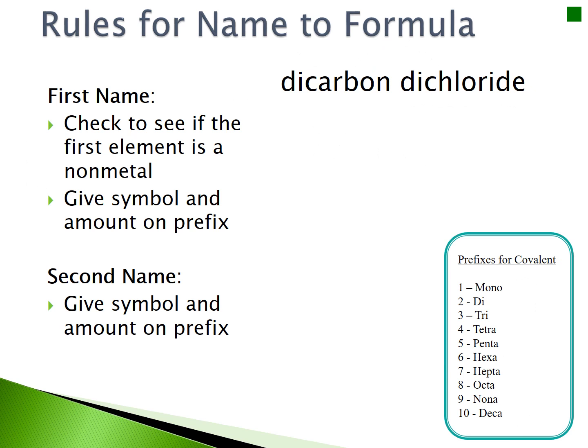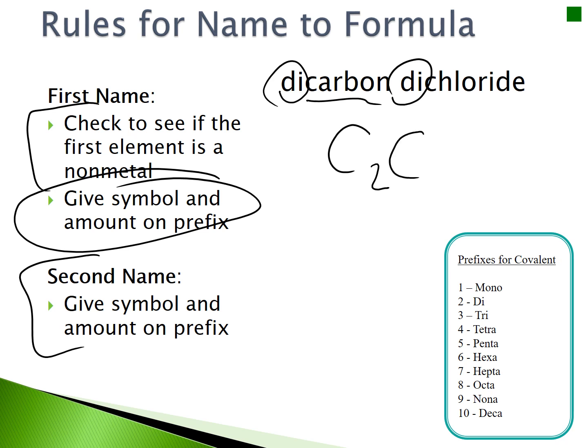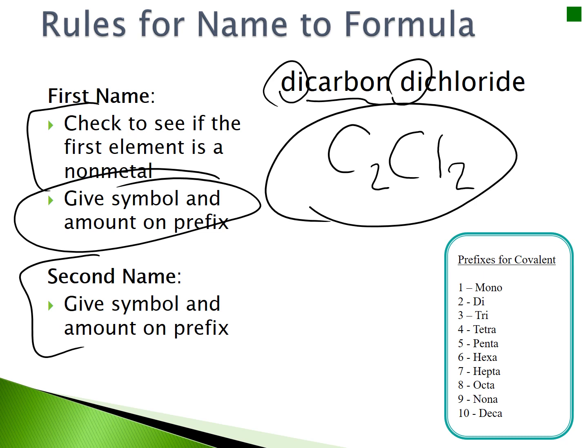Dicarbon dichloride. Check to see if the first element is a nonmetal. Carbon is once again a nonmetal. Give the symbol and the amount on the prefix. Di is 2, so it would be C2. For the second name, give the symbol and the amount on the prefix. Chloride is chlorine, so it's Cl, and di is 2. Unlike the charges for ionic, you do not simplify. No simplification.